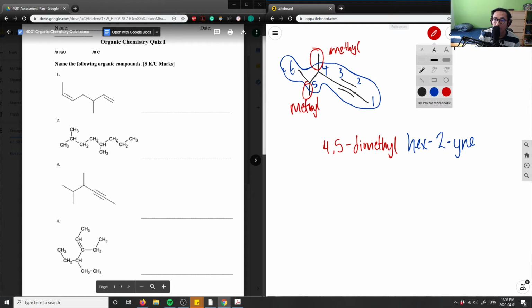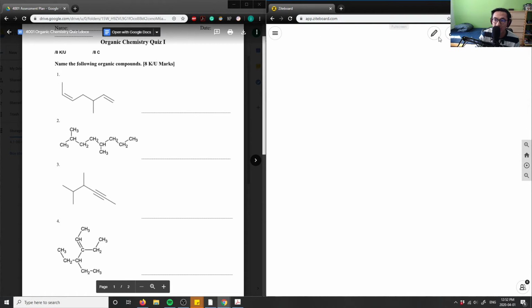So it's number 1. Number 1 is slightly harder, and I'll show you why that is. I'll redraw it first. So we have this one here. What is our longest chain? Let's try from left to right first. So we start from 1, 2, 3, 4, 5, 6, 7. Or we could go from right to left and put 1, 2, 3, 4, 5, 6, 7, right?